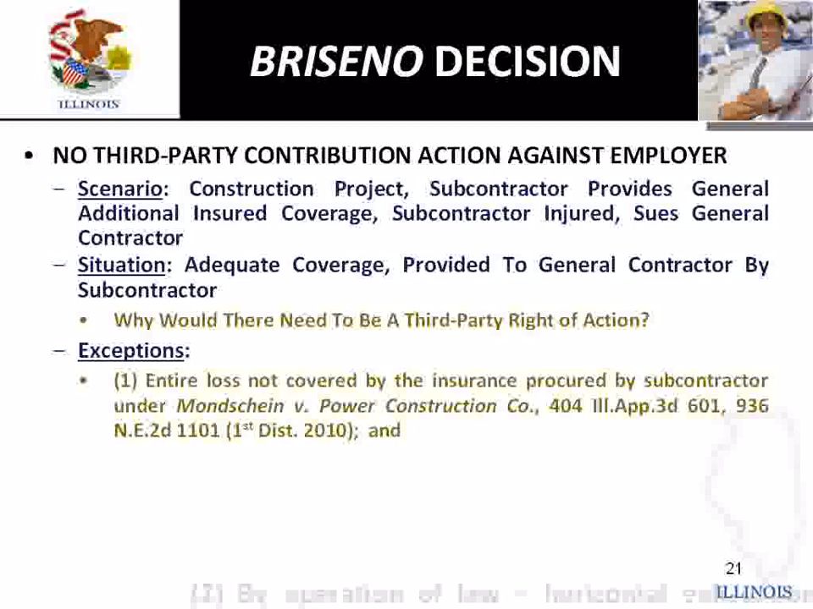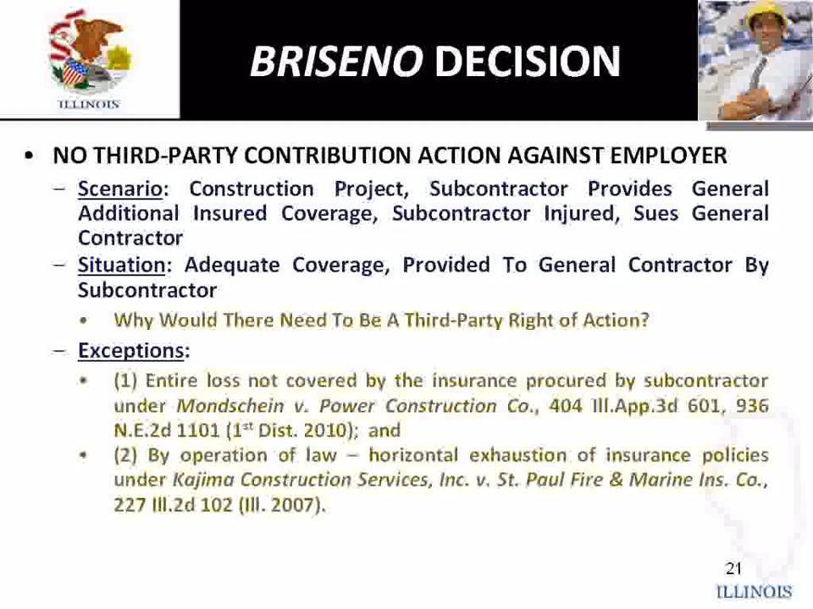Now I want to get to an interesting case that I recently had. By operation of law, you have a $6 million verdict, and the employer provided a $1 million policy to the general contractor and provided an excess $5 million to the employer. You would think that there would be no way that you can have a third-party complaint because there was $6 million and that covers the entire verdict. But no, once again, Illinois throws a wrench into things.